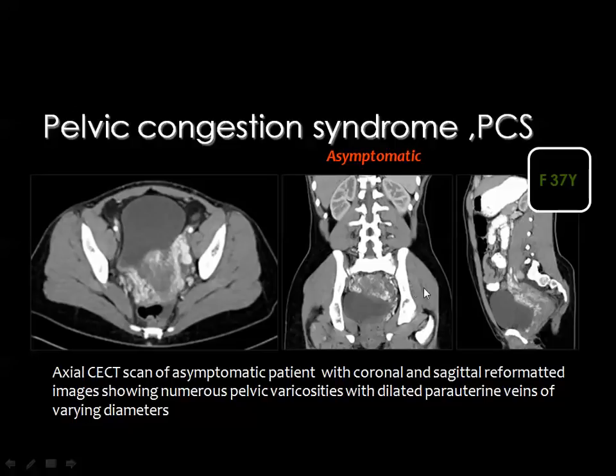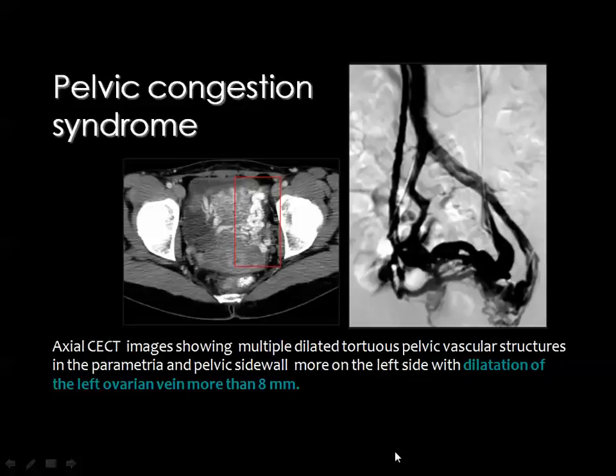And this is another example. You see dilated veins. This is seen many times in clinical practice, and I didn't find an explanation actually for this appearance before I knew that this is the pelvic congestion syndrome, and you know that many of these patients are usually asymptomatic.